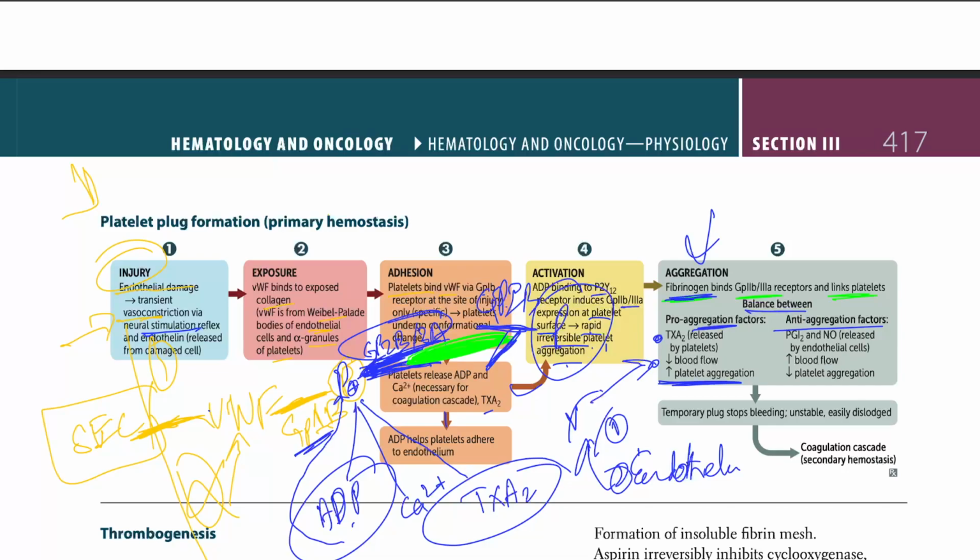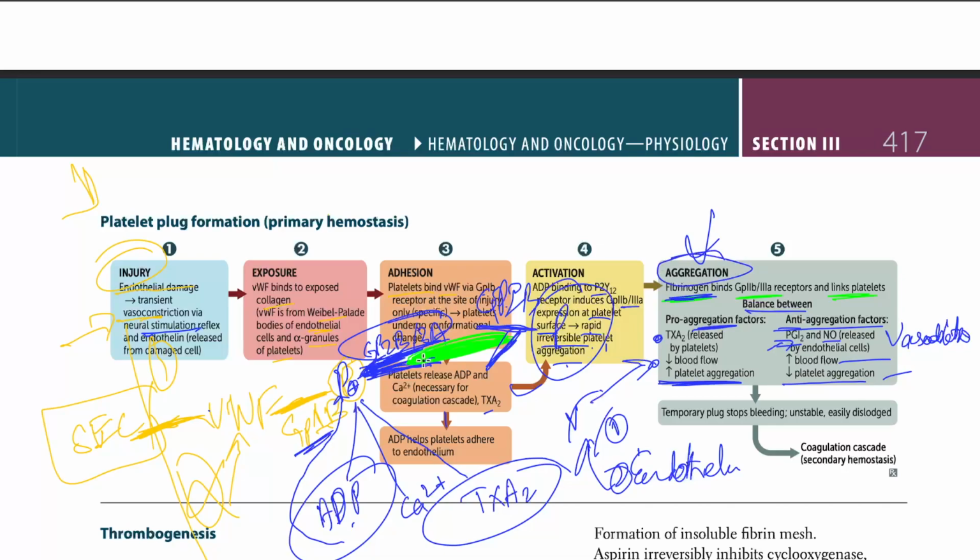Now let's talk about the anti-aggregative factors. Anti-aggregative factors are prostaglandin I2 and the nitric oxide released by the endothelial cells, which are going to cause vasodilation. Vasodilation is the opposite of vasoconstriction, through the PGI2s and NOs. That gives an increase in blood flow, that's the second thing, and also a decrease in platelet aggregation. Those are the anti-platelet factors.